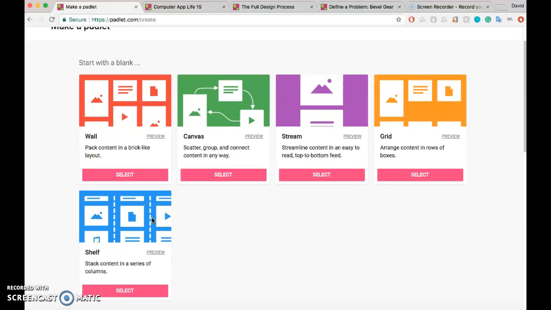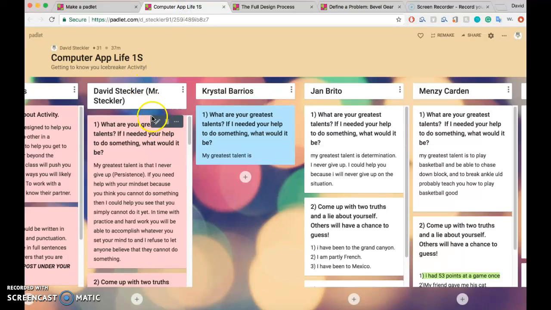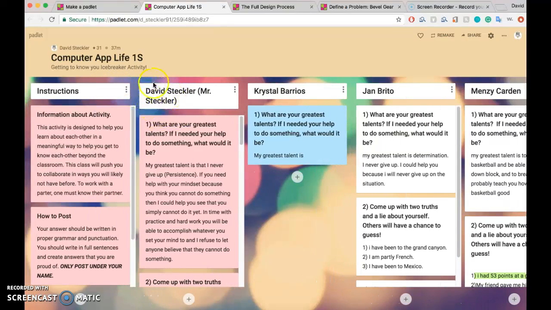The format that I prefer to use in my classes is shelf, because when you create a shelf, you notice here at the top there are categories, and then students can give their responses down below. One way I tend to use that is if I want every student to have their own category, I will model for them on the top of a Padlet with me, and then I will put my answer. Then I'll show students over here who will have their name up here, and they will have questions that they will mirror as mine, and they'll put their answers.